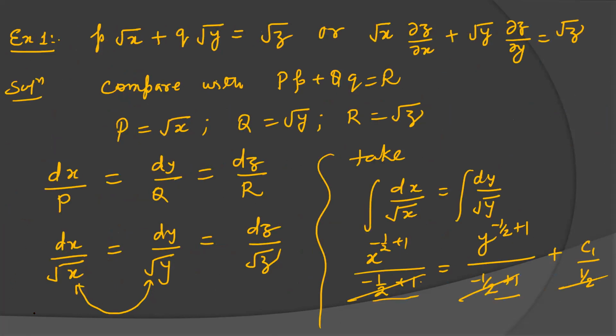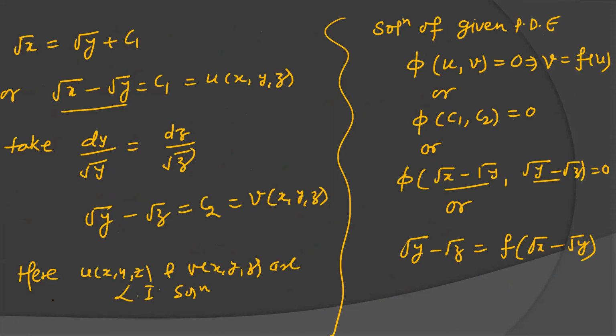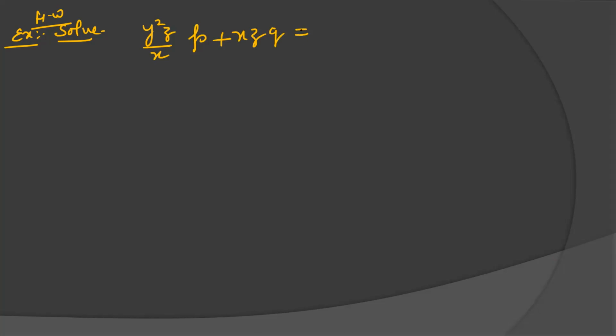So let's see one more. Next example. Solve this, which can also be given as homework. Solve y square z over x p plus xz q equal to y square. This is a very easy problem. This is also a homework problem.